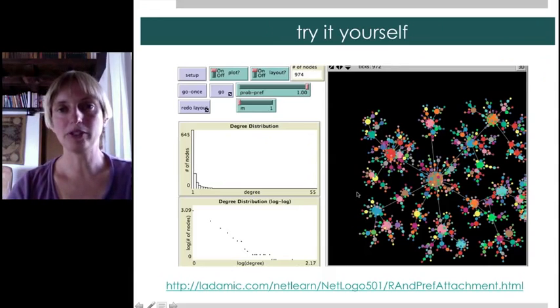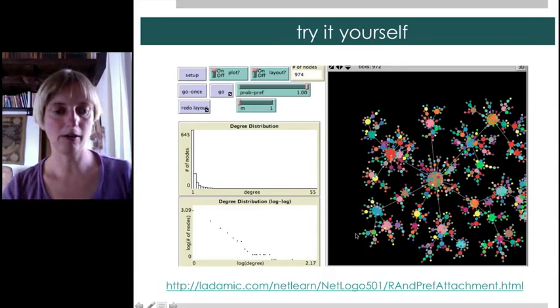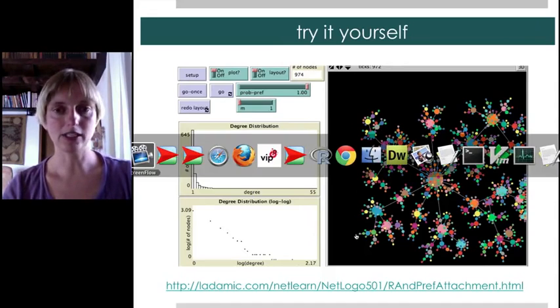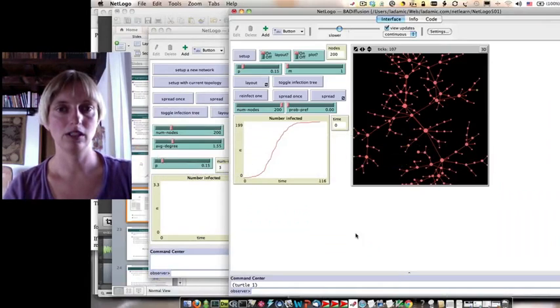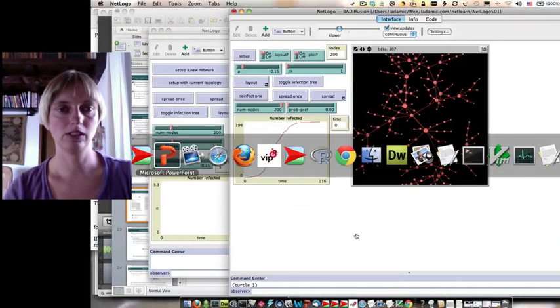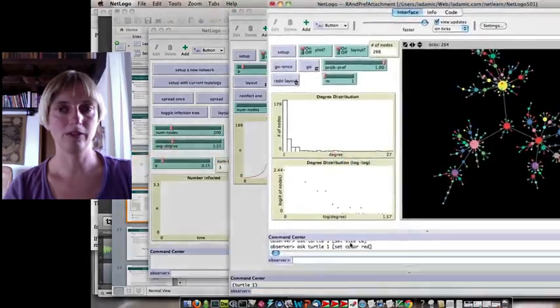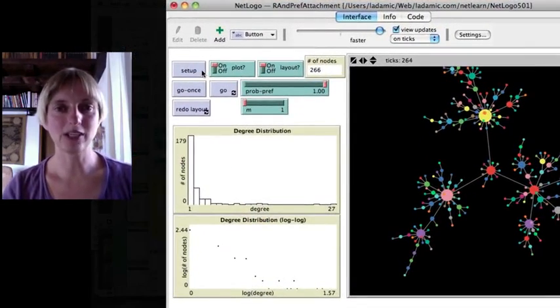So you'll have the opportunity to try this yourself. Let me see if I can switch to the model. Not this one. This one, not this one. Okay, please be this one. Okay, great. Sorry about that.